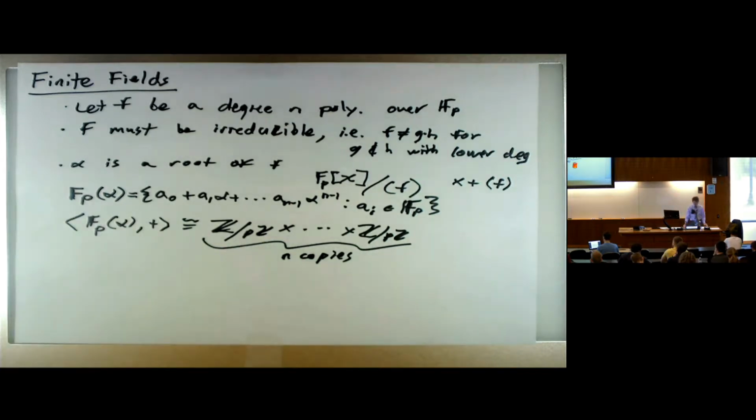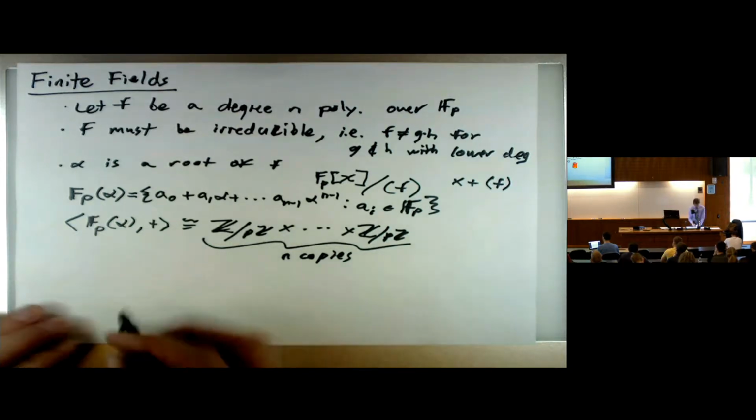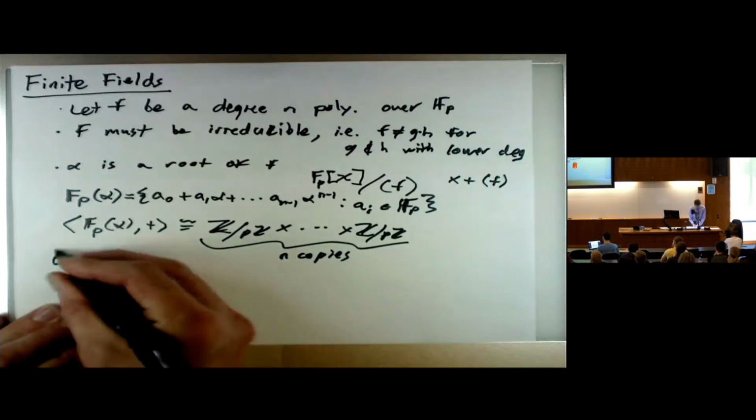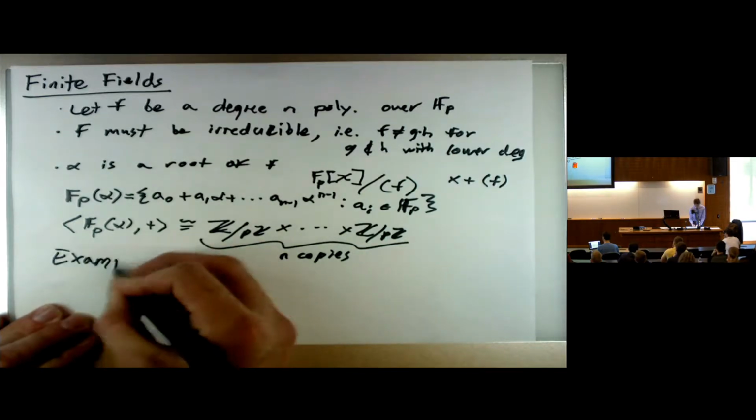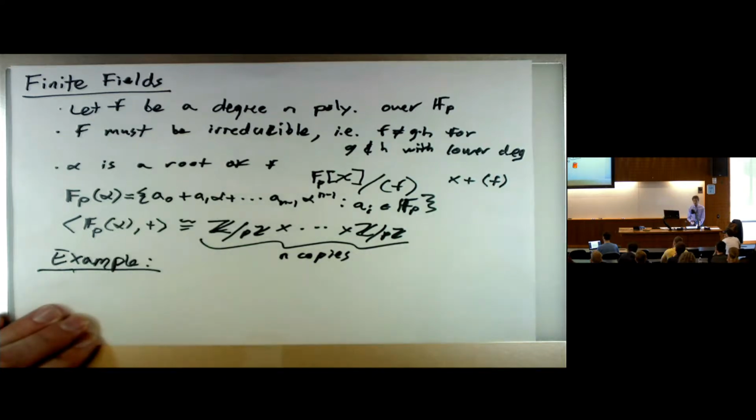And I'm going to do a quick, easy example, the example everyone should know. All right, so if I want to construct a field with 4 elements, I am working over F2, and I need a quadratic irreducible polynomial. There is only one.